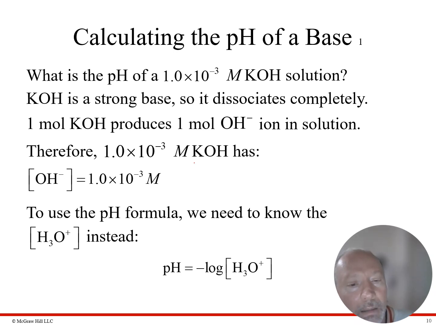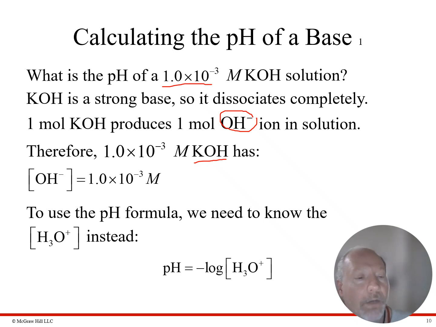If we have this much potassium hydroxide, we also have this much hydroxide, because it's a strong base and it all dissociates. There is no equilibrium. So we have 1.0 times 10 to the negative third molar of hydroxide. How can we figure out what the pH is? Well, we could do pOH, but we don't want to jump that far ahead yet. We want to use what we know.